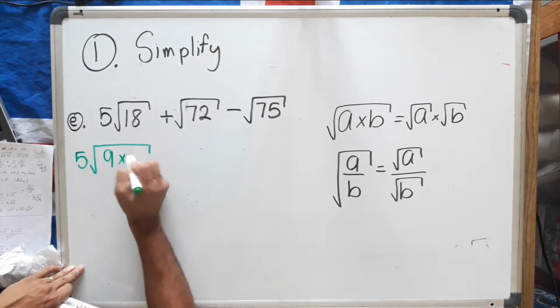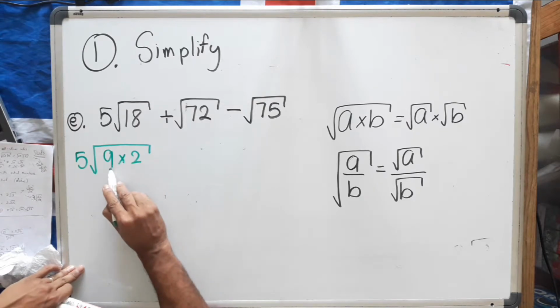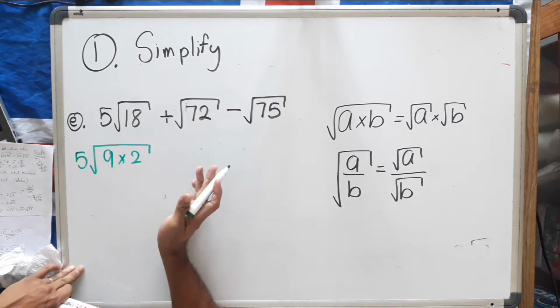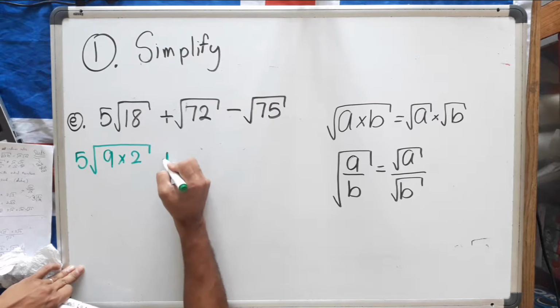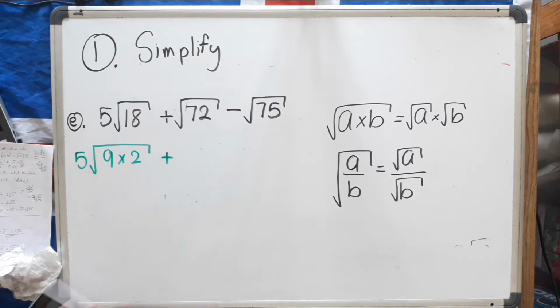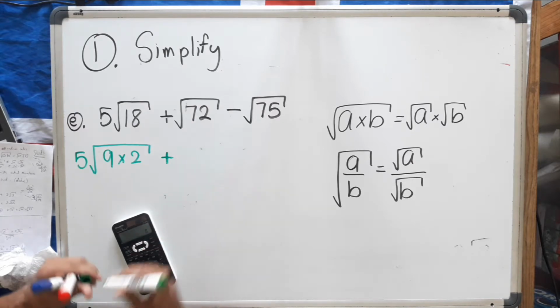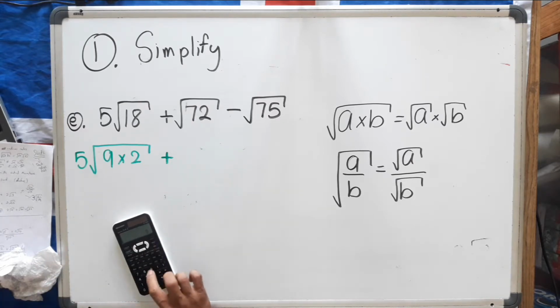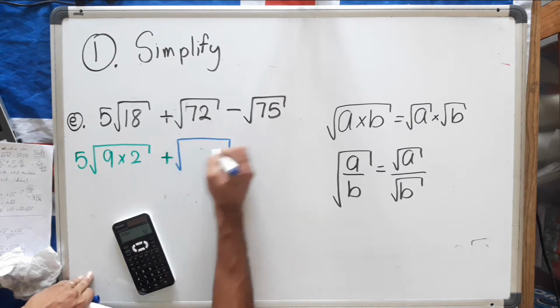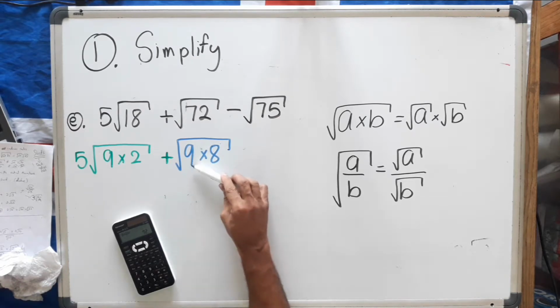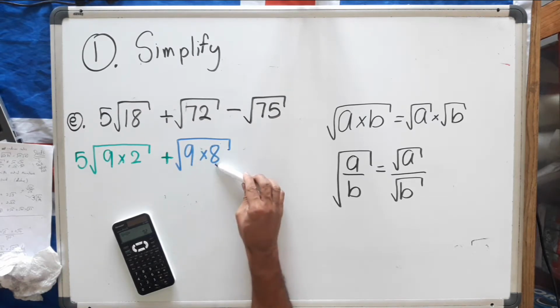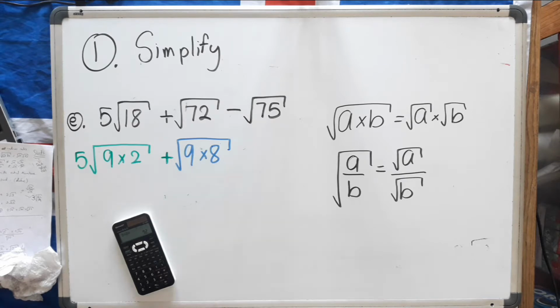9 by 2 is 18, right? 9 is easy to square root. The 2 is not easy to square root. So that's a pretty good choice. What about the 72? Well, I think 9 by 8 is 72, right? So that seems to be a good choice. 9 multiplied by 8, because 9 is easily square rooted, but 8 is not. At least one of them is easy to square root.